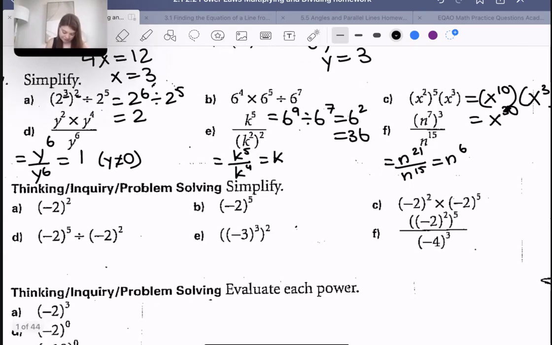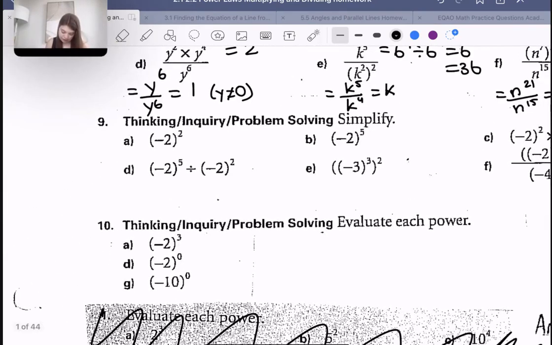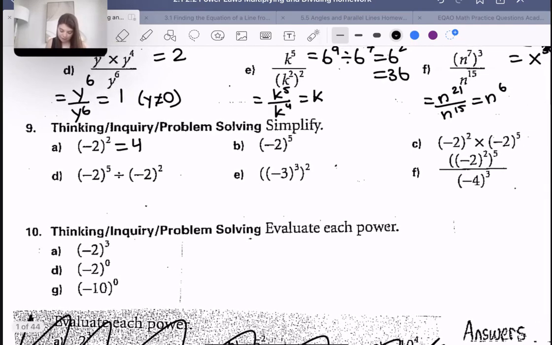Okay. The next one is 9. It says -2 squared. Well, let's think about that. -2 squared is -2 times -2. So that would be +4. What about -2 to the power of 5? Well, this would be -32 because we're taking it to an odd exponent, and so the answer can be negative.